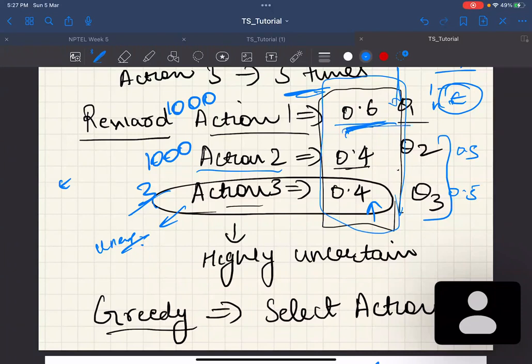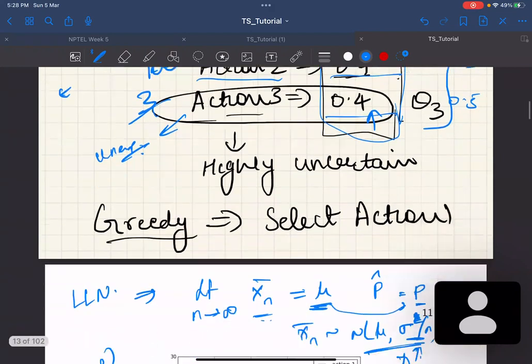It is giving me 60%. It is giving me 40%. Yes, action 1 is the best one. What about action 3? Action 3, we have explored only 3 times and we have got 0.4. So we cannot take the decision that this is the optimal. We know that action 1 is better than action 2, but action 3 we are uncertain. We don't know whether action 1 is best or whether action 3 is best. So this is the definition of greedy approach.